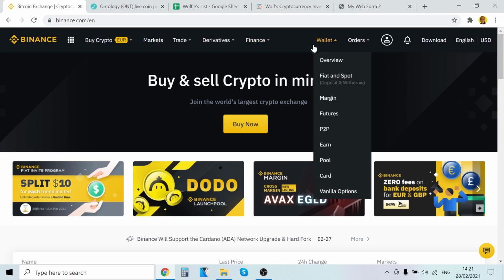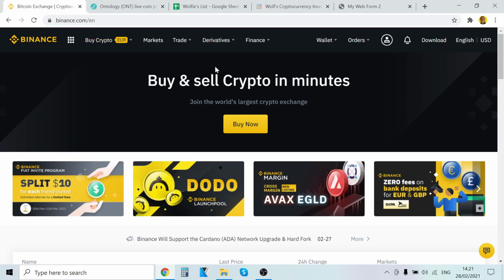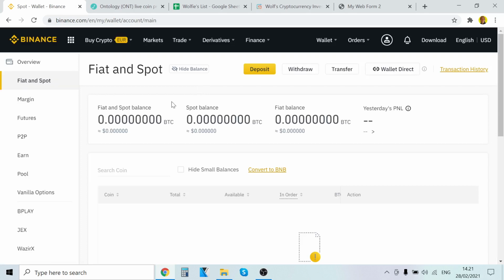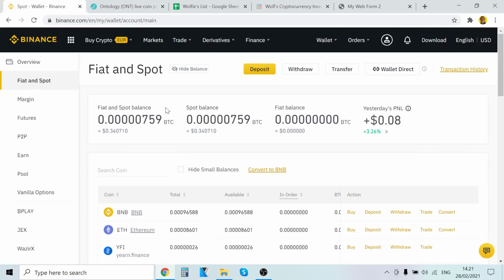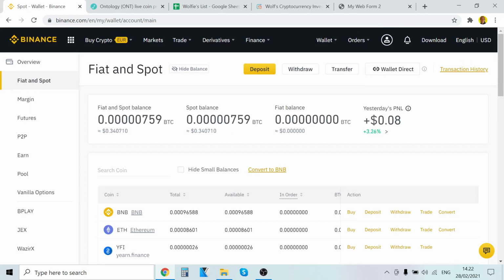So let's go. When you buy cryptocurrencies with fiat currencies, for example euros or US dollars, they will be taken to your wallet. Okay, so whenever you buy, sell, or trade cryptocurrencies, your balance will show up here on your Binance wallet. I just want to quickly cover this because these very cryptocurrencies will end up here.